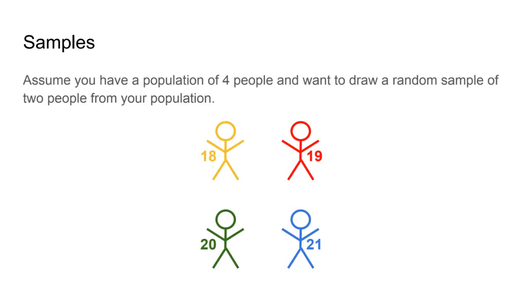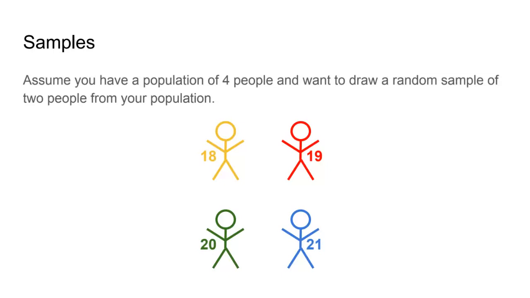So the first thing I want to talk about is samples. Now, this is not something new. Assume you have a population of 4 people and you want to draw a random sample of 2 people from your population. So a random sample with a sample size of 2. Now, of course, this never happens in real life, right? Populations are much bigger and samples are much bigger and so on. But we'll just use this very, very simple case to illustrate the concepts we need to understand.